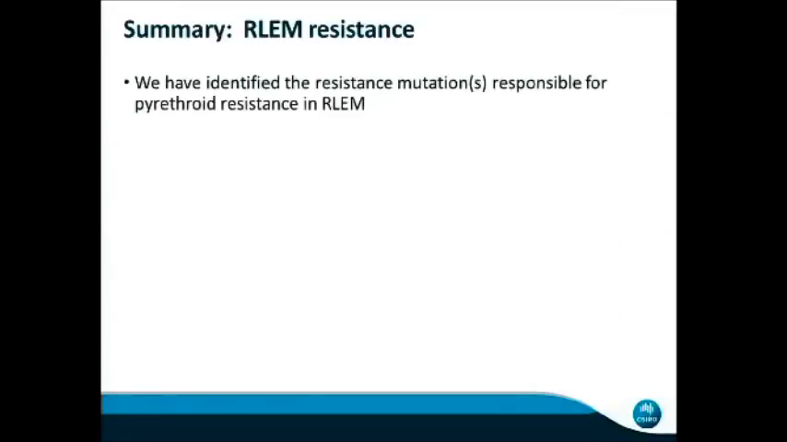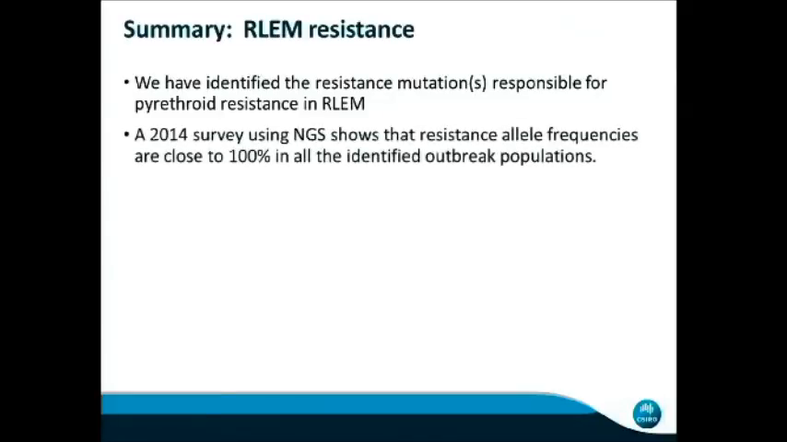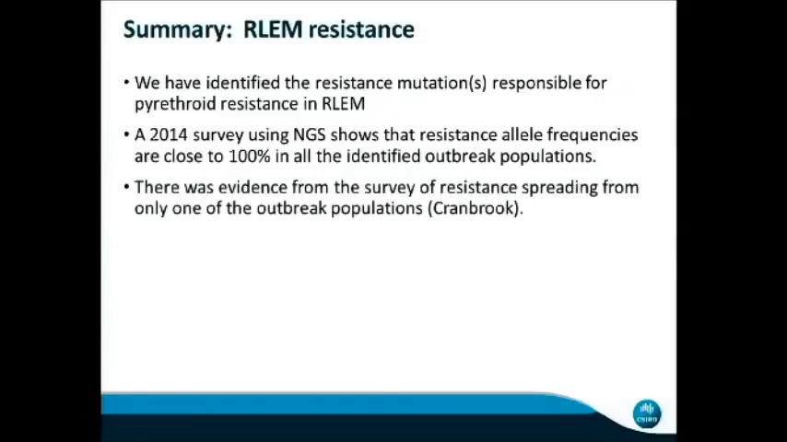So very quickly, we found the mutation for pyrethroid resistance, we think. We used that information in the next year to do the survey of 2014. And then there's some evidence of a spread of those resistances from one of the outbreak populations.